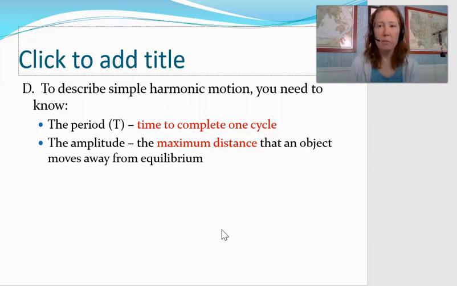So then a couple vocab words that go with this. The time to complete one cycle is called period. We studied that actually way back at the beginning of the year when we did the pendulum lab. And then amplitude, I think you've talked about that in math too, which is the maximum distance that the object moves from equilibrium. I'll show you an example in a minute.